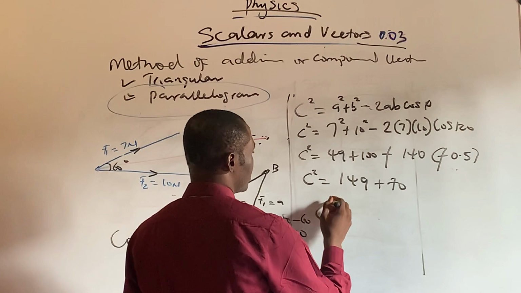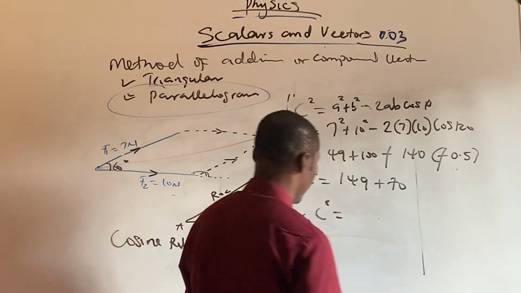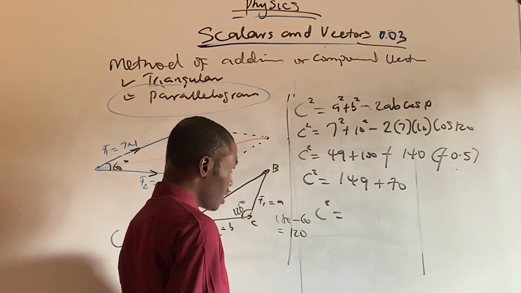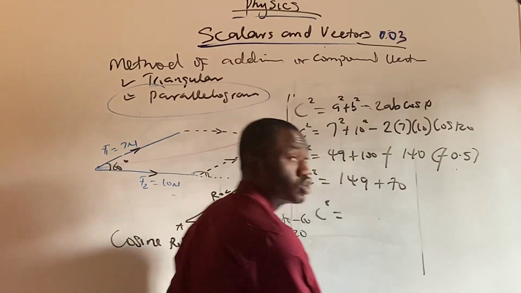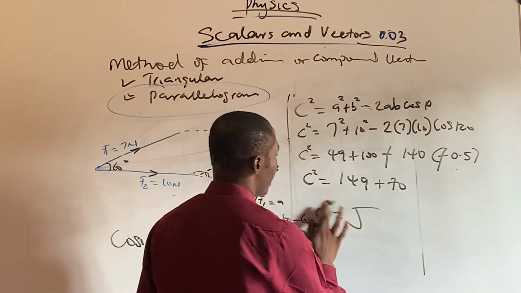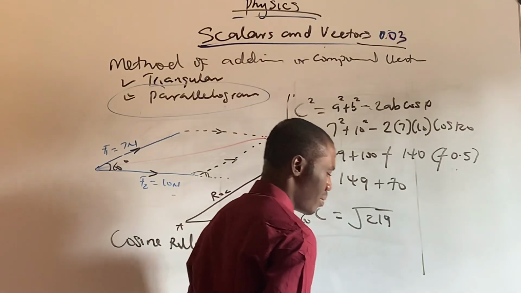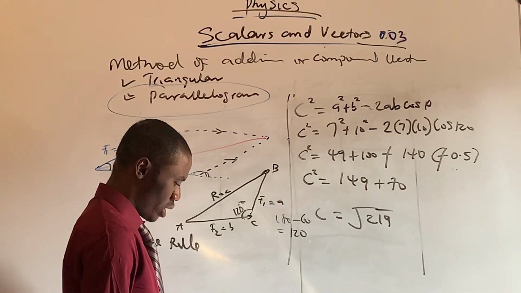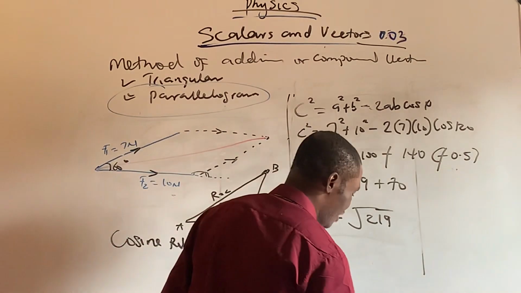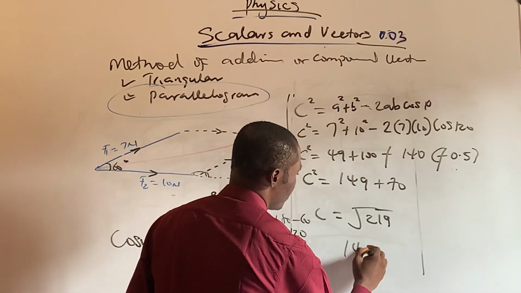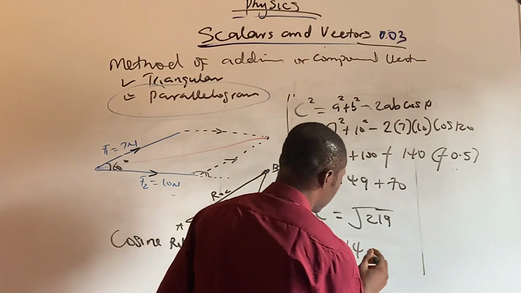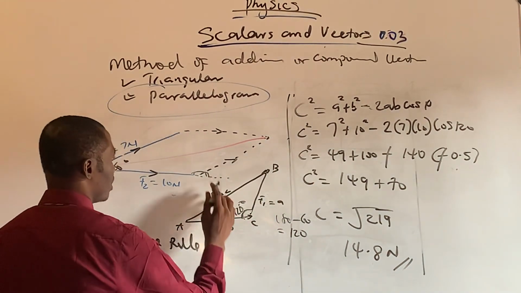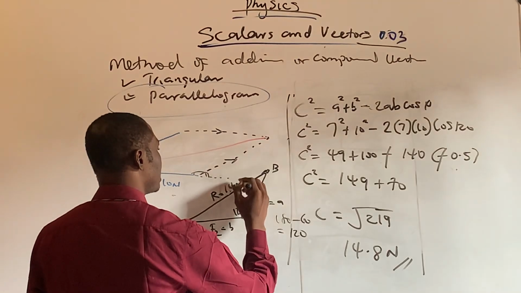Of course, when you add up these guys, you will now take the square root. So we have 149 plus 70, that will give me 219. So we have the square root of 219 will become my resultant vector. So let's compute it immediately. The square root of 219 is equal to 14.79. So let's round it up to 14.8 Newton. So this is my resultant vector. My R here will be equal to 14.8 Newton.